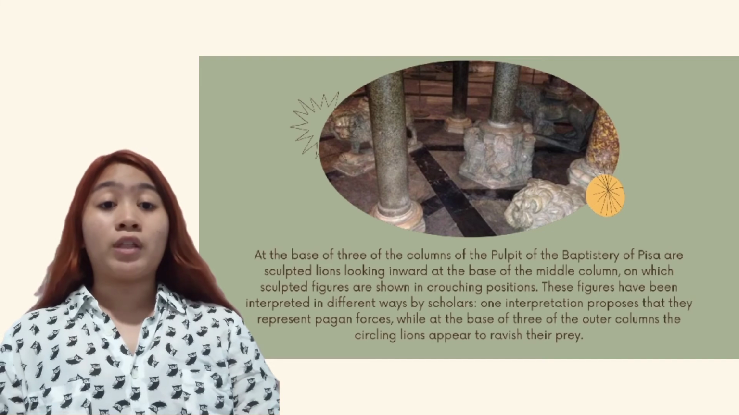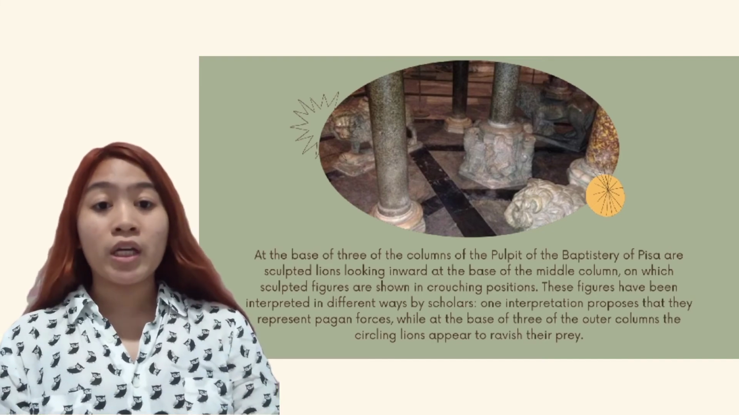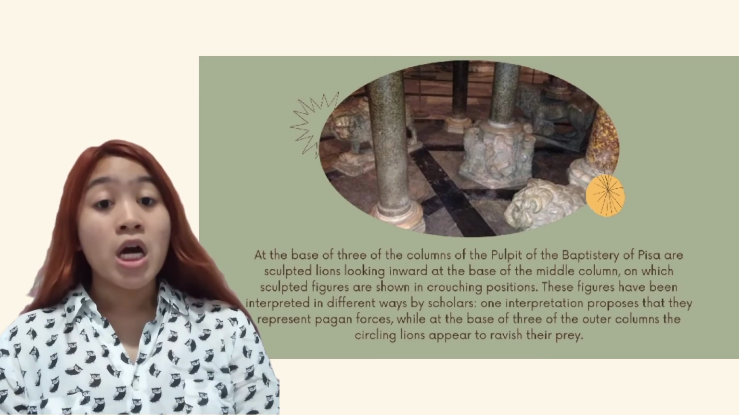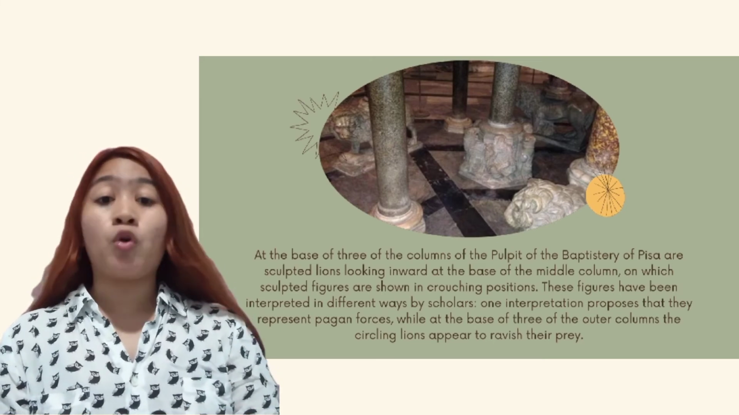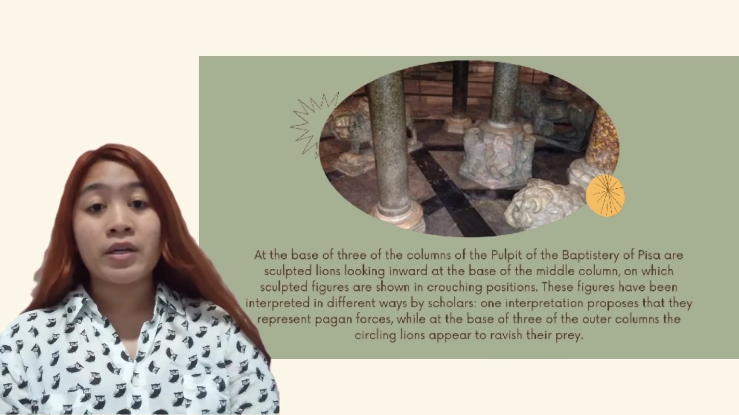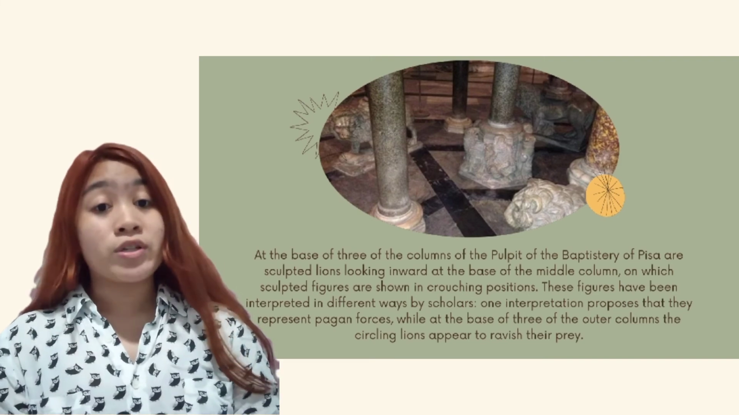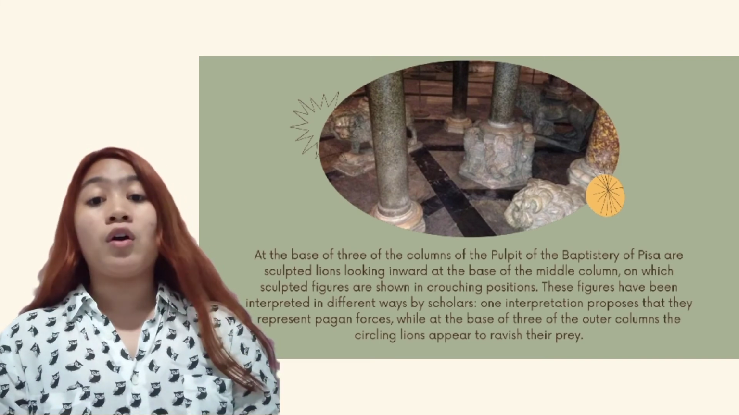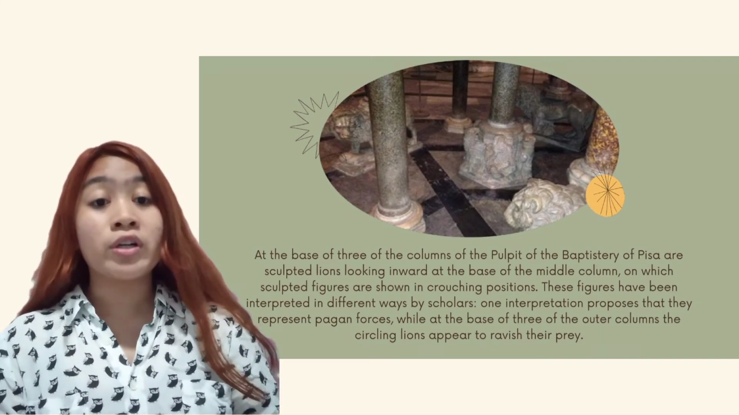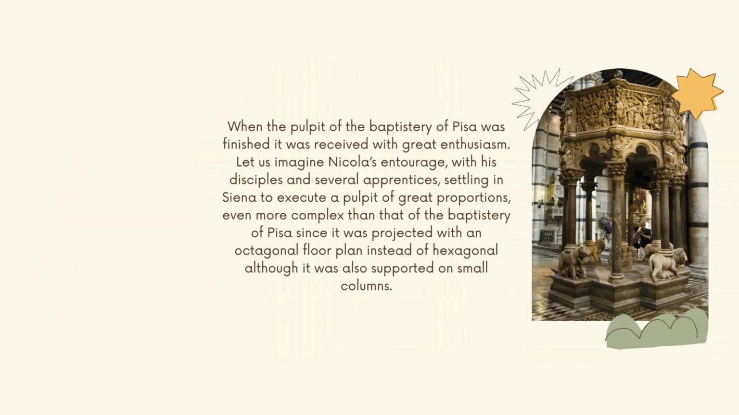At the base of 3 of the columns of the pulpit of the Baptistery of Pisa are sculpted lions looking inward. At the base of the middle column, sculpted figures are shown in crouching positions. These figures have been interpreted in different ways by scholars. One interpretation proposes that they represent pagan forces, while at the base of 3 of the outer columns, circling lions appear to ravage their prey.